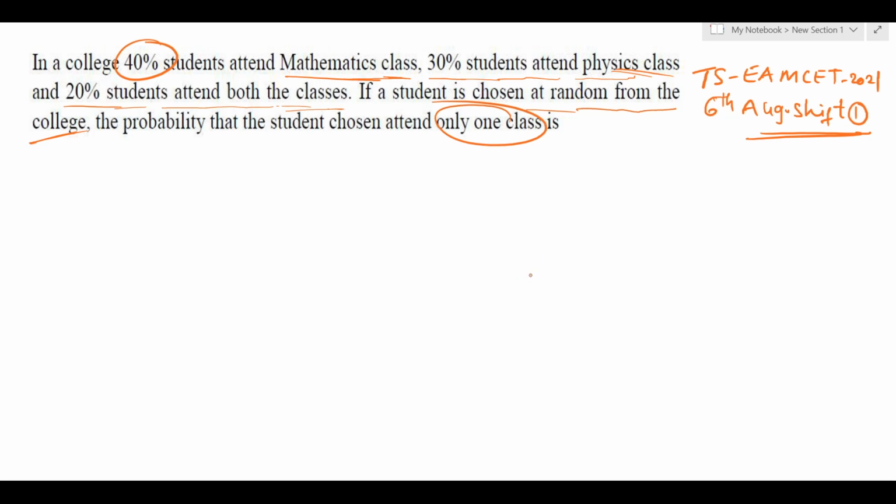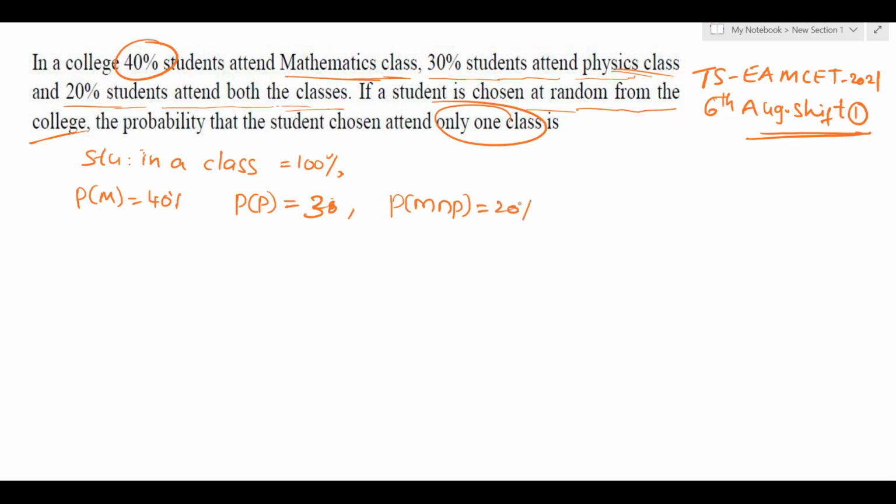Here the students in the class are taken as 100%. So P of M is the probability of those who attend the maths class, that is 40%. And P of P, those who attend the physics class, is 30%. And both the classes, that is P of M intersection P, is equal to 20%.